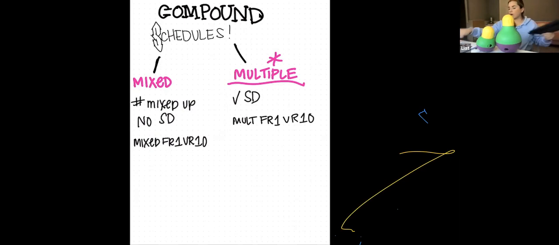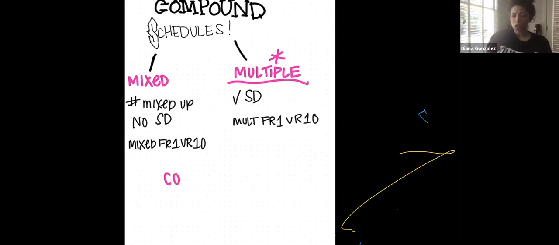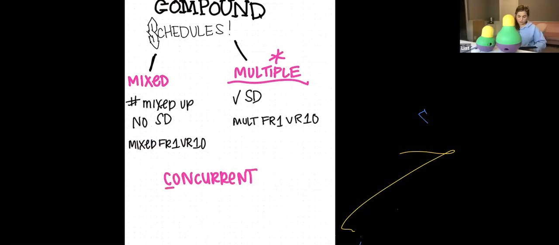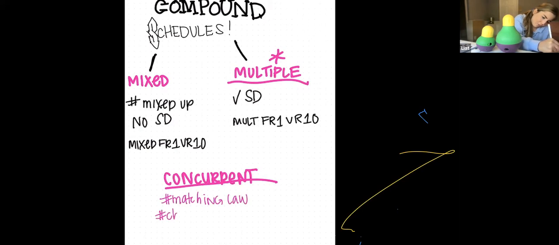There's something called, maybe one of you guys know, if you have them both available at the same time, what kind of compound schedule is that? Concurrent? Beautiful. It's something called a concurrent schedule, compound schedule of reinforcement. They're both available for you at the same time. Hashtag matching law, hashtag choice.